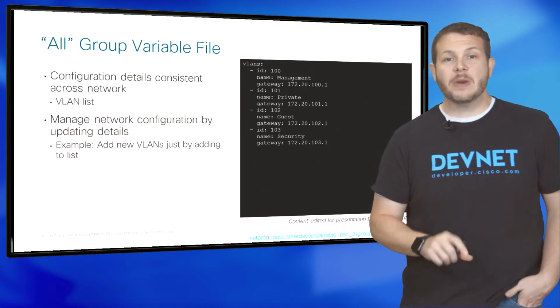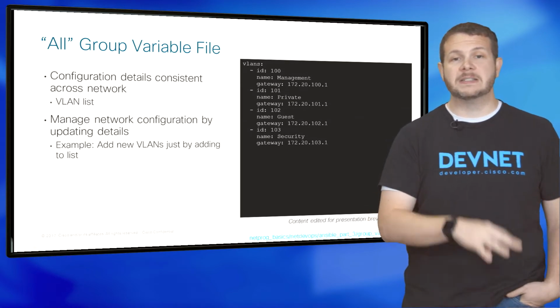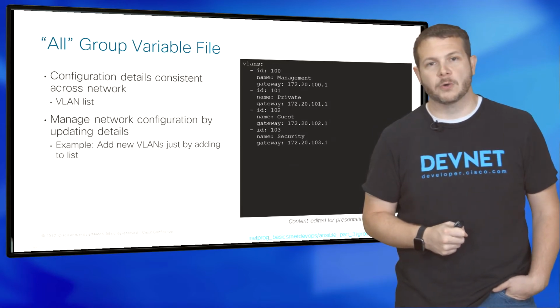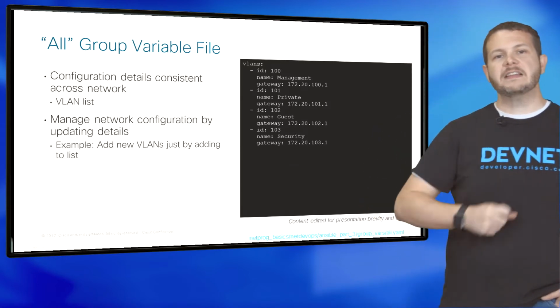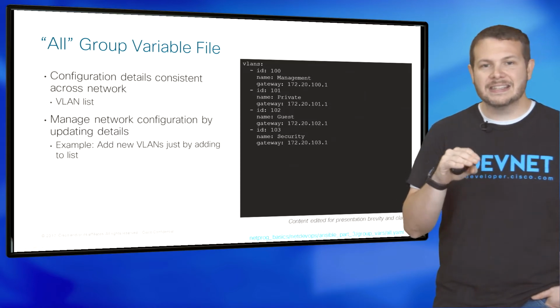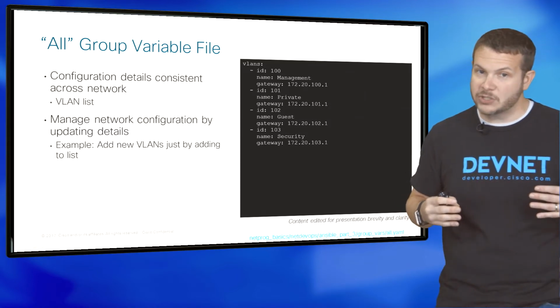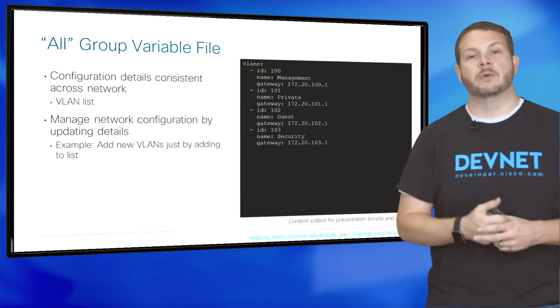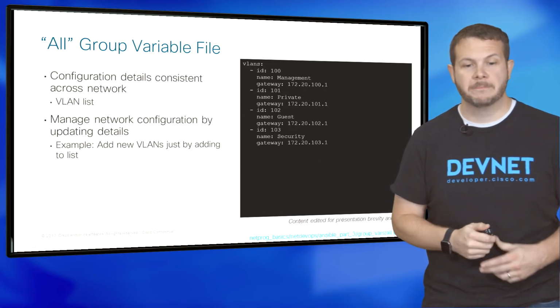Now finally, we do have some details that are consistent across the entire network, and we can use the all group variable file to store those. In this case, we can see the VLANs list, where all of our VLANs are identified. And if we need to add a VLAN, again, we just add it to this all VLANs list. We don't need to go into the configuration details that are there.